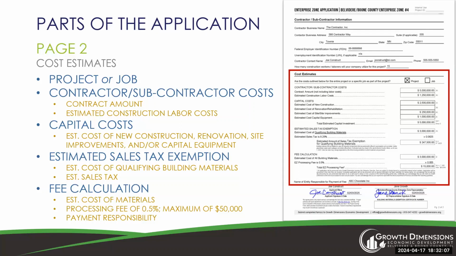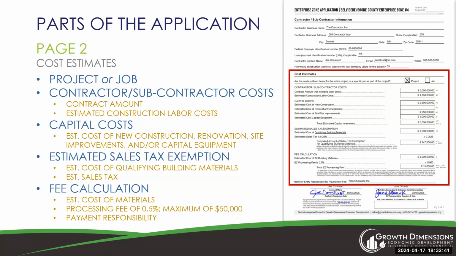Under contractor, subcontractor costs, please separate the labor costs from the contract amount. In our reporting, we are required to show what percentage of the contract goes to labor costs. For instance, if your full contract amount is estimated to be $6,250,000 and $1,250,000 of that is labor, you would separate out $5 million for contract amount and $1,250,000 for estimated construction labor costs.